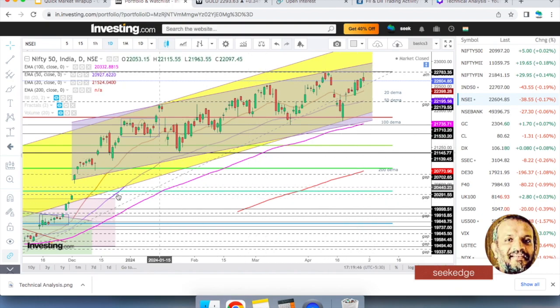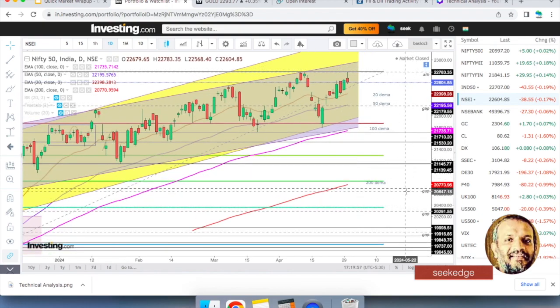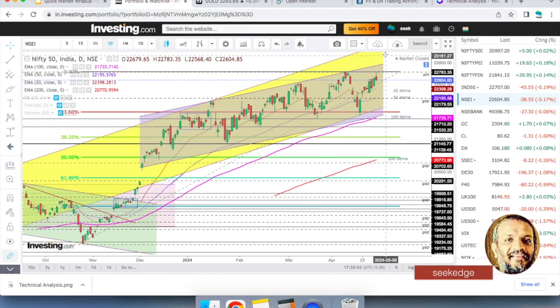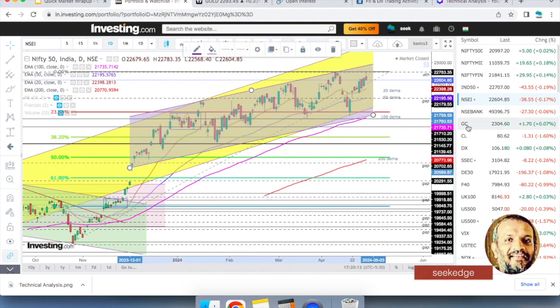So if you look at the trend lines, you can see that we have still some more space left towards the top, towards 22,900 on the Nifty. So the first resistance would be 22,800, then 22,900, 23,000, and then probably it can go much beyond that once it breaks out of this inside trend line channel.